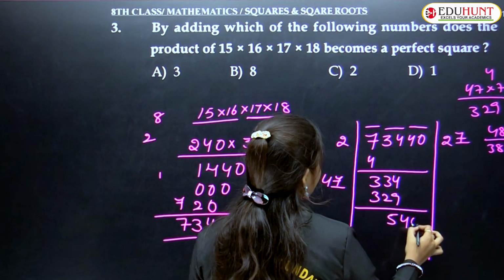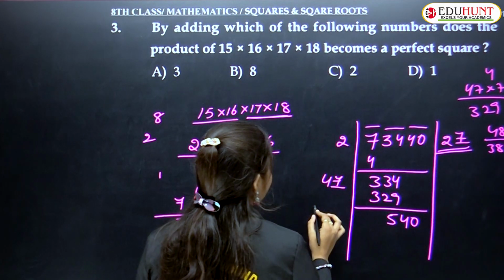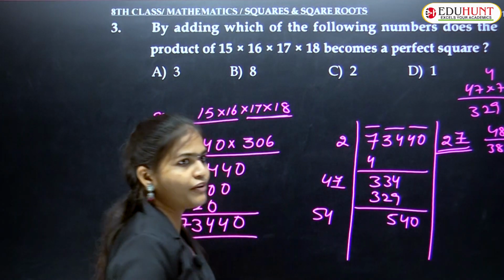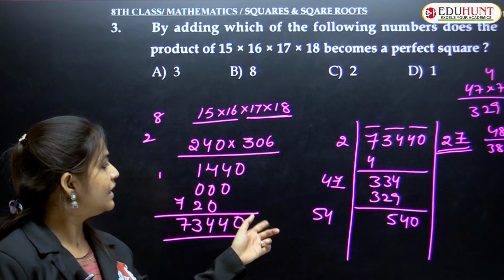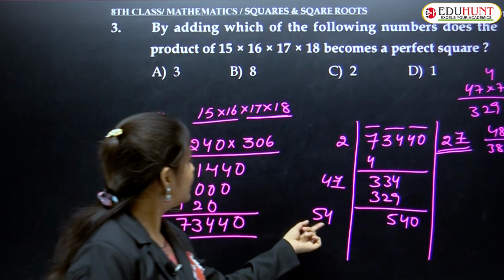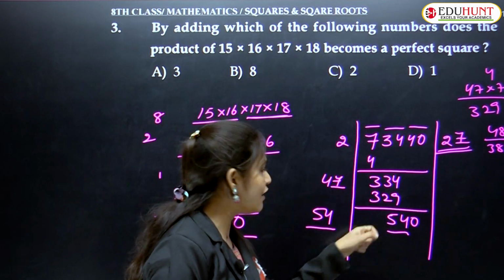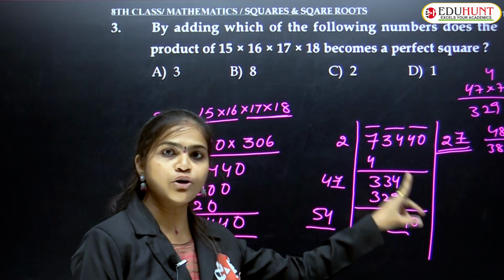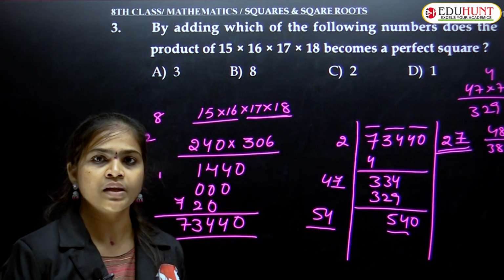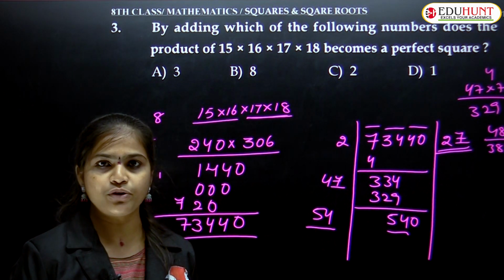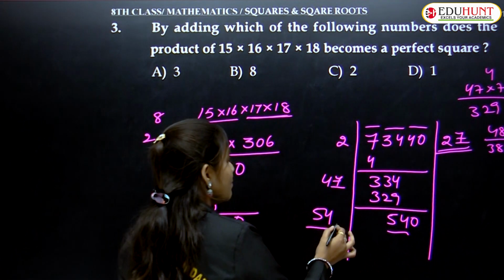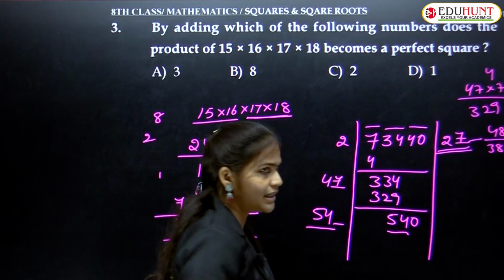So 540. So what is the double of 27? Double of 27 is 54 only, no? So children, here directly we can know that here 54 is there, here 540 is there. So 54 into how much is equal to 540? 54 into 10 is equal to 540. But here, which number are we writing here? The same number should be right here, right?